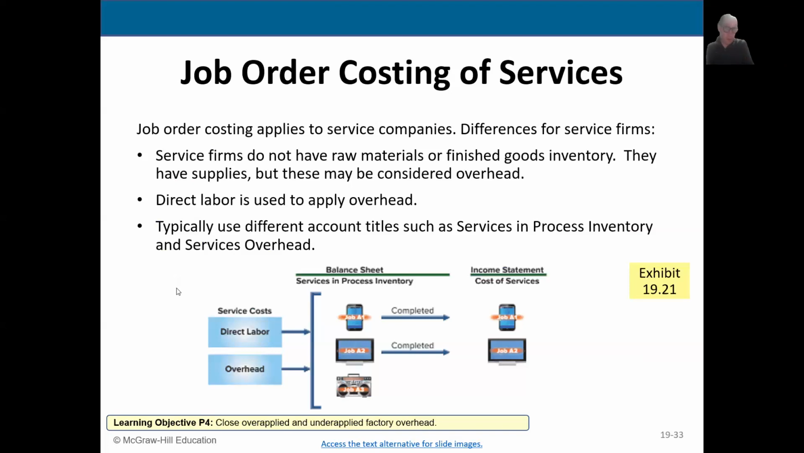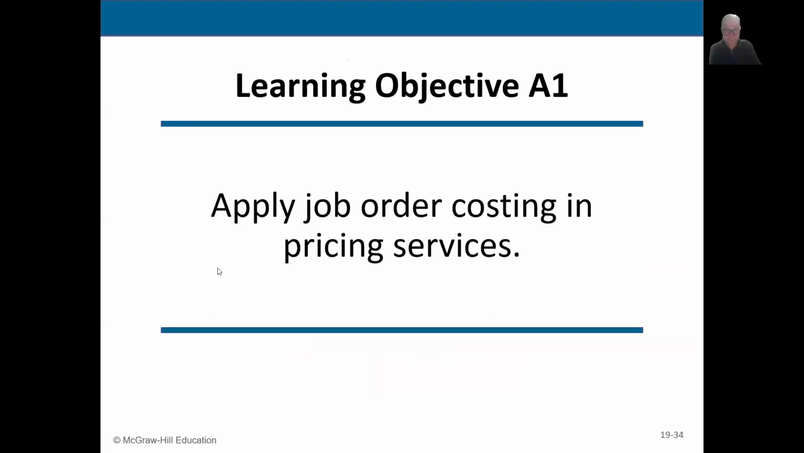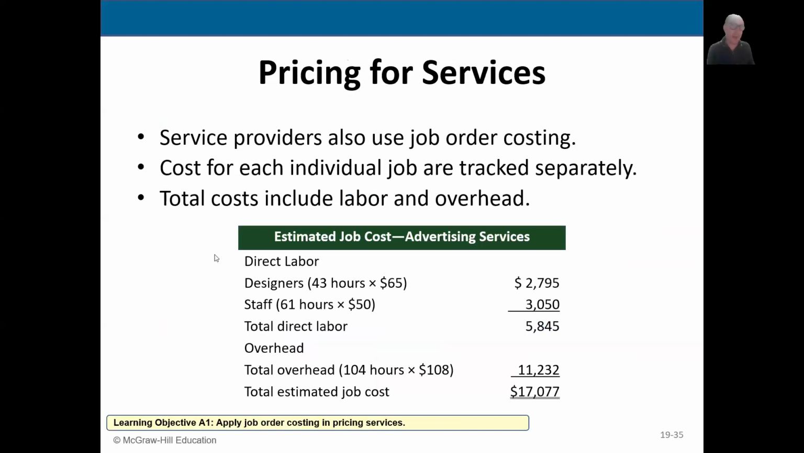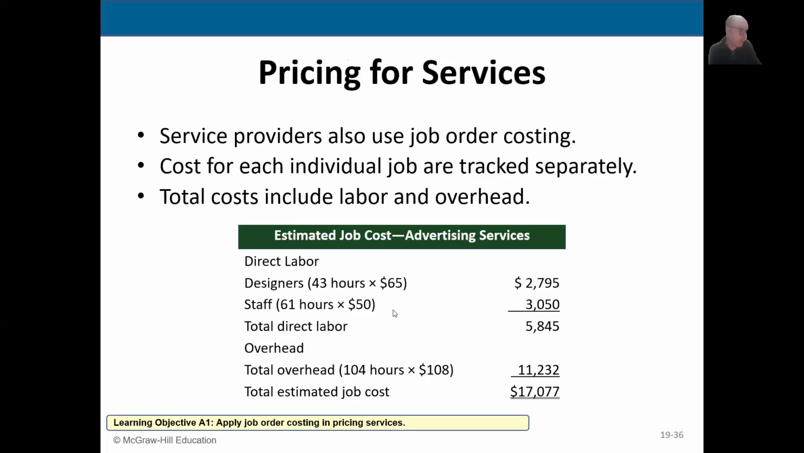Follow the physical flow. I promise it'll help you in understanding cost. We can apply the same concepts to service businesses. And this is what we did before. We have direct labor, and we have factory overhead for service businesses as well. The other thing we might be missing is direct materials to some degree.